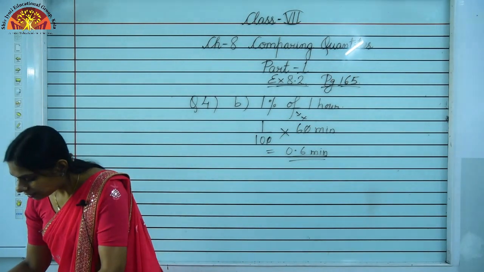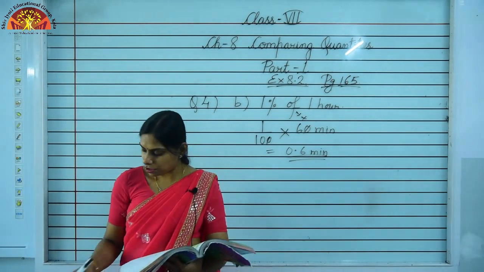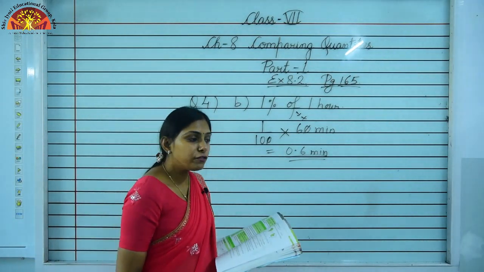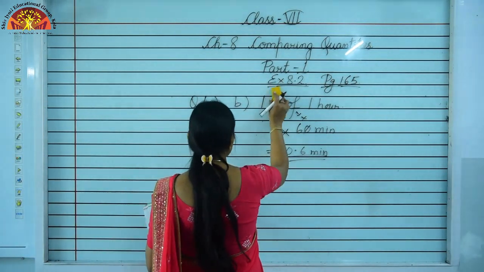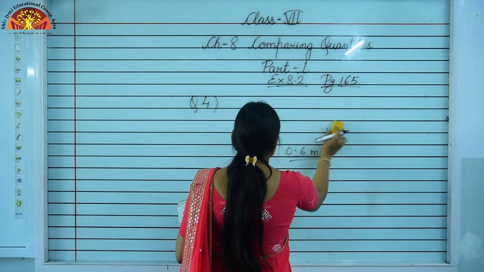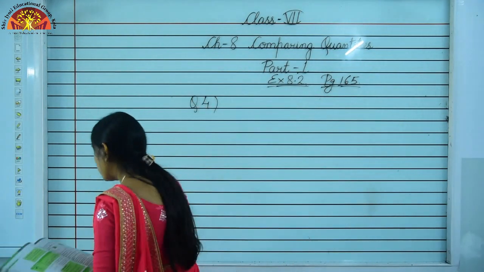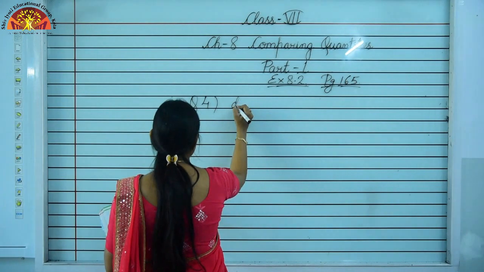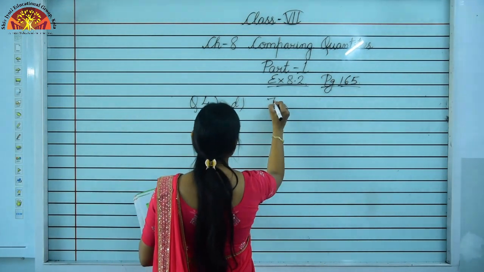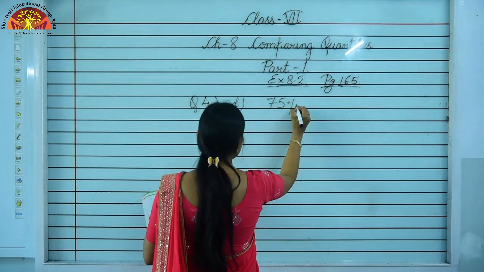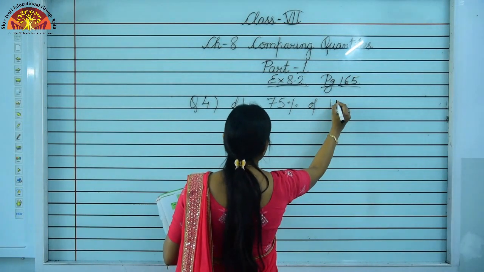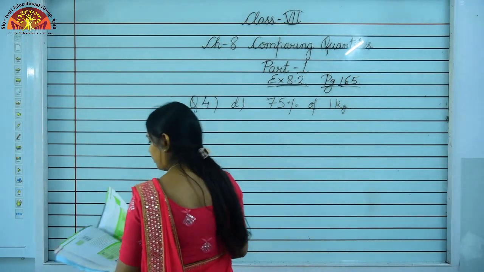Now just see, children, we will do the D part. Question number 4, D part, that is 75% of 1 kg. It's easy, children, you can try on your own. Okay, and you can match your answer, that is D. 75% of 1 kg. ठीक है.